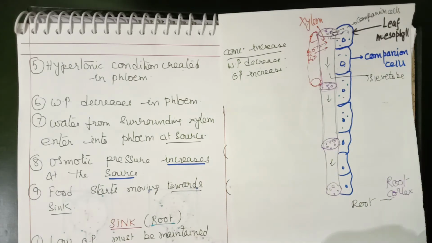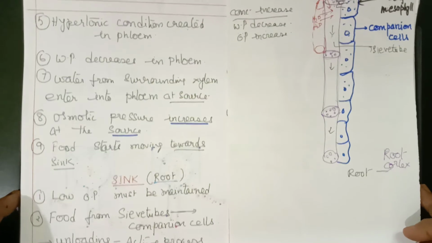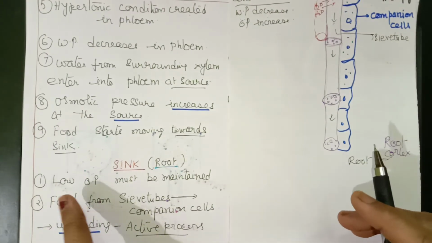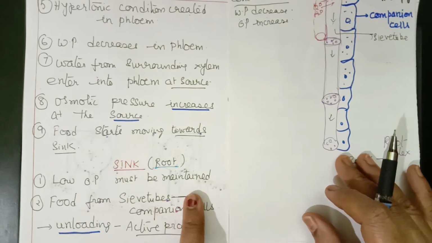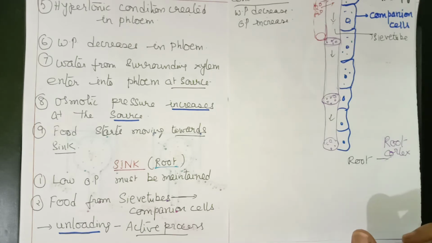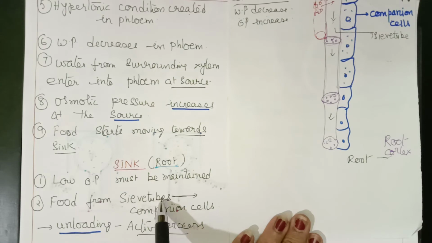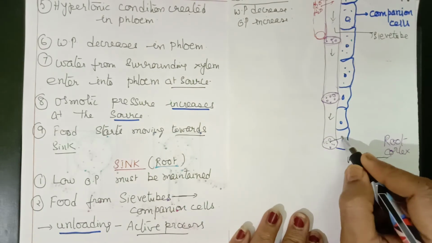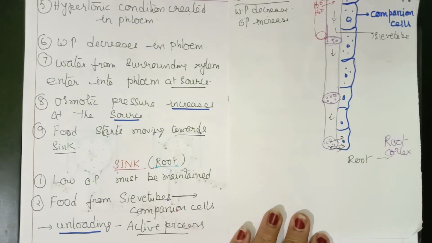So the sink also makes some changes. What are the changes made at the sink? First thing, a low osmotic pressure must be maintained at the sink. So how is this low osmotic pressure maintained? The food from the sieve tubes immediately enters into the companion cells.